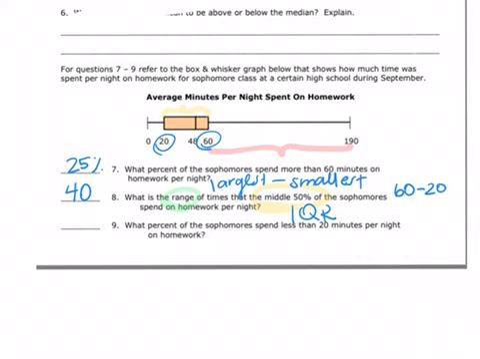So then the final question, number 9, what percent of the sophomores spend less than 20 minutes per night on homework? So less than 20 minutes, we would be talking about this whisker here. And what percentage of the data falls in that whisker? So that's another quartile. And remember, in a quartile, you have 25% of your data.